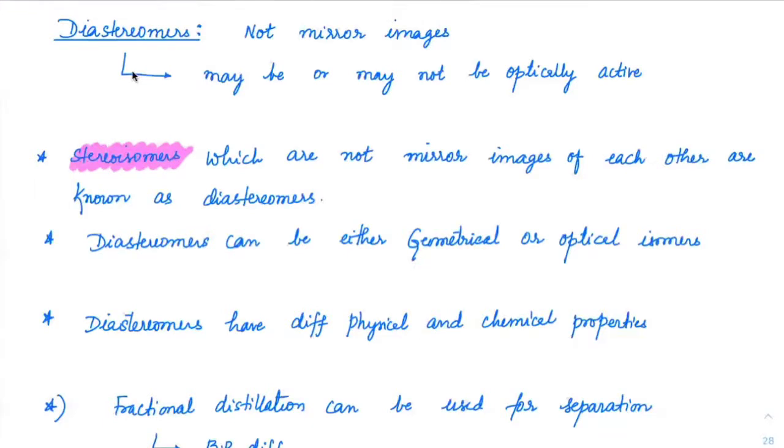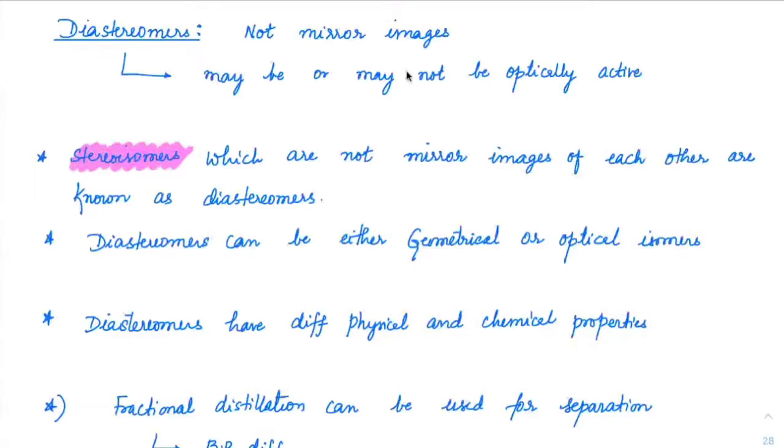In short, if you see a cis and trans isomer, they are geometrical isomers, but they are not mirror images of each other, yet they are stereoisomers. Therefore, we can call them diastereomers. And there are certain optical isomers which are not mirror images of each other. They would be diastereomers as well. So this basic understanding all of us must have.